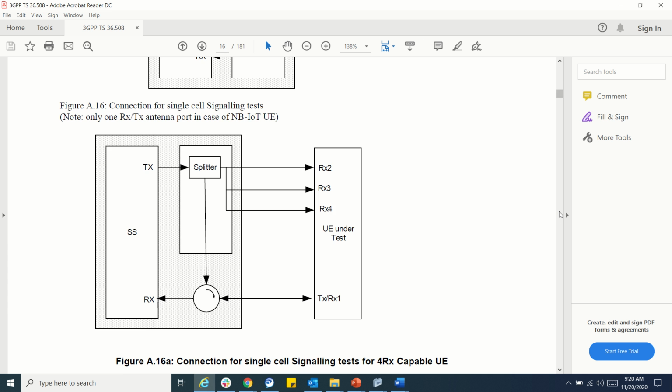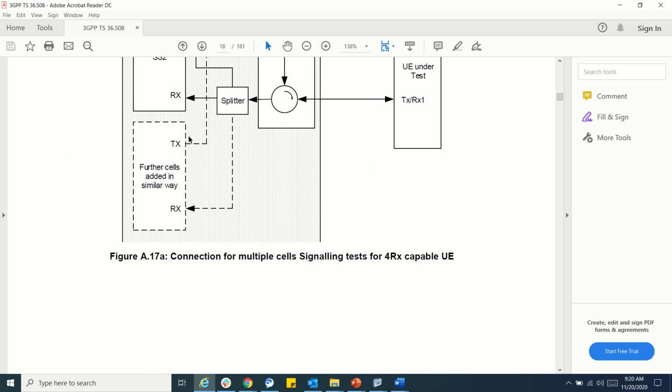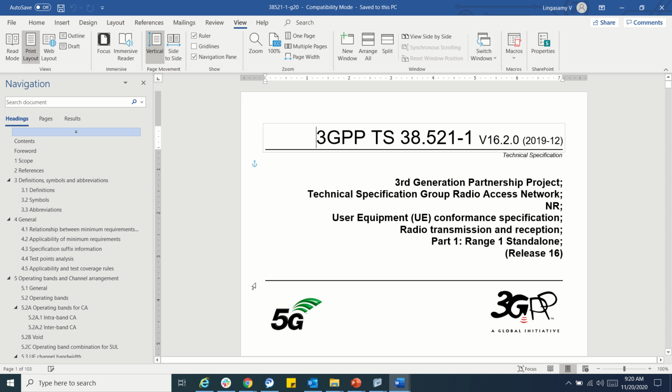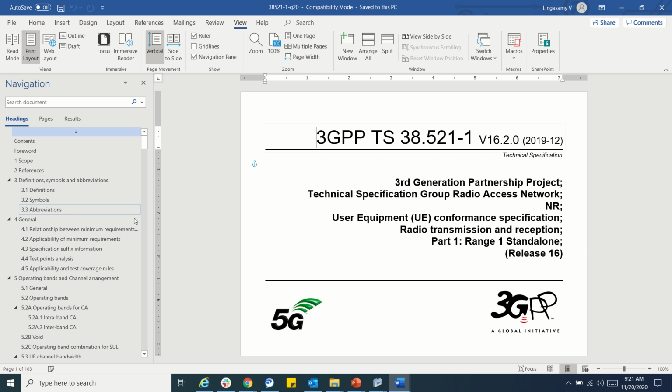There are so many diagrams. In the spec, they will mention which diagram to be referred. For example, this is the spec for test cases. This is the spec for diagrams and other things. 36508 will also talk about several algorithms and other features. You can see here these are all the test cases.